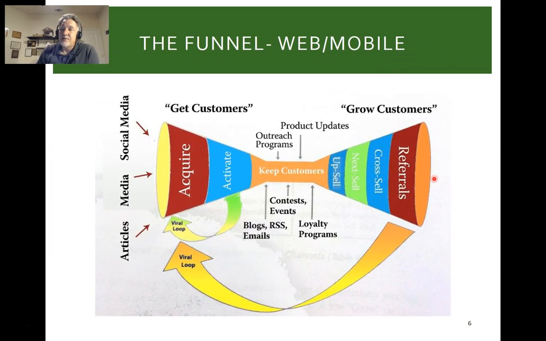This is the digital version, web and mobile, which, as you can see, is acquire and activate. I just shared this with you so you're aware that in digital there's a little bit different perspective, and this is something that was shared with me from Steve Blank and Eric Ries in their publications. But it's the same concepts, in terms of you have earned and, we'll say, paid media. You have viral loops, and then we have various programs to keep those customers in your web-based program or web-based business.